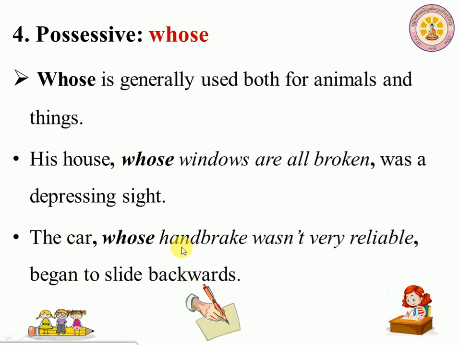The car whose handbrake wasn't very reliable began to slide backward. Whose handbrake wasn't very reliable is the non-defining relative clause. And whose here is the pronoun that expresses the possession. Whose handbrake means the car's handbrake, or the handbrake of the car.